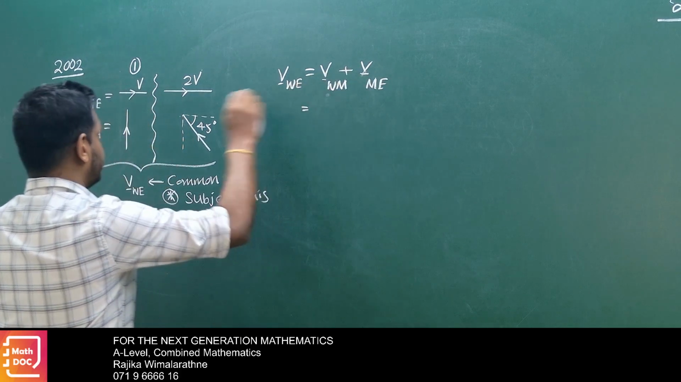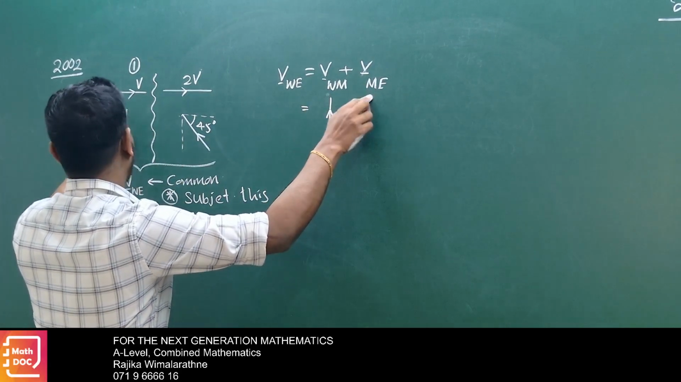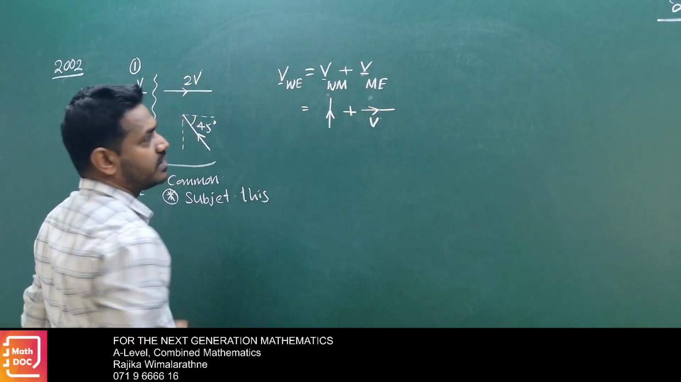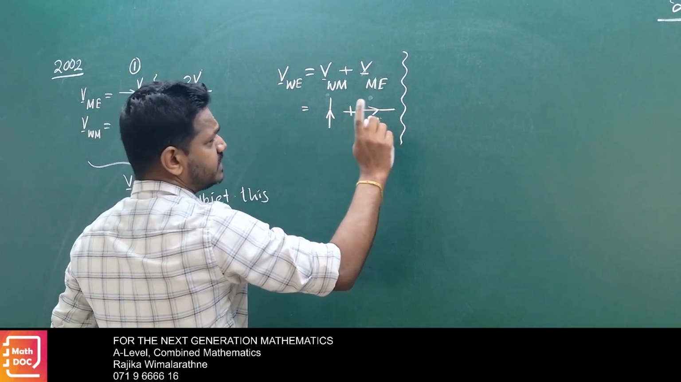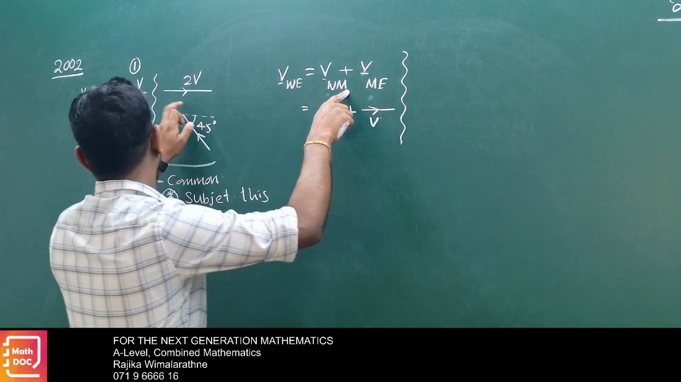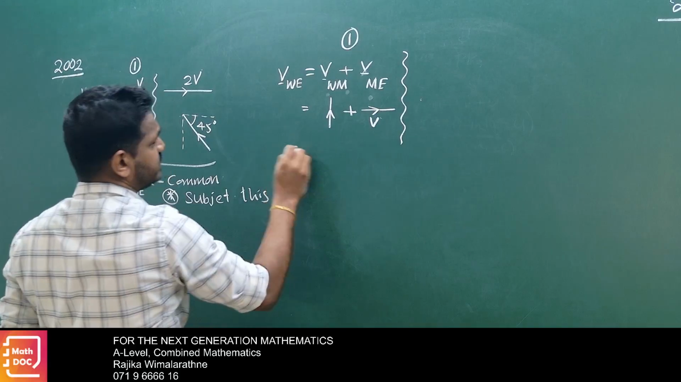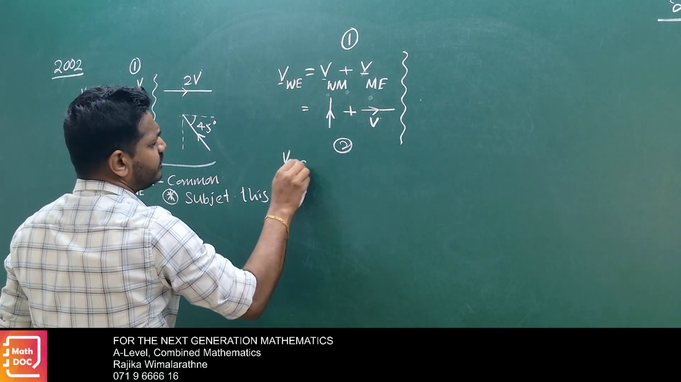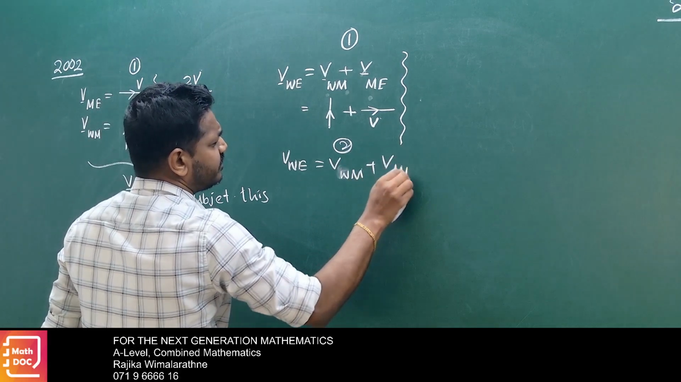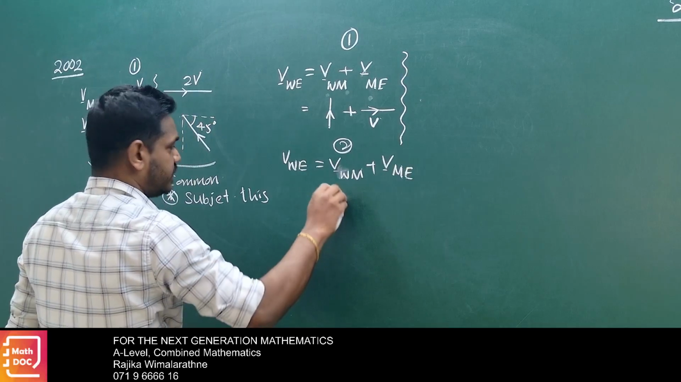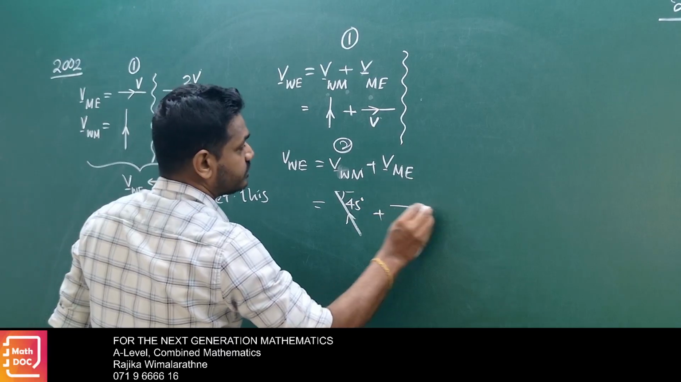Now consider the first one, here and here, that is the first set. Now the second set, same thing, no? Here WM at 45, here first case. Second case: VWE, VWM, VME. So here 45 inclination and here 2V.